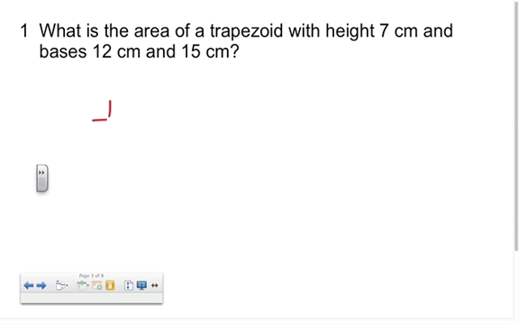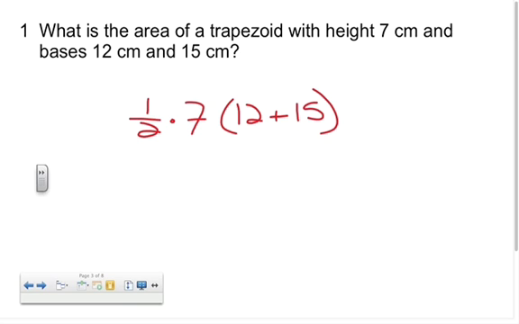I'm sure you've done the math by now. You've got 1/2 times my height of 7 times the sum of my bases, 12 plus 15. And I have 94.5. Good? And square centimeters.